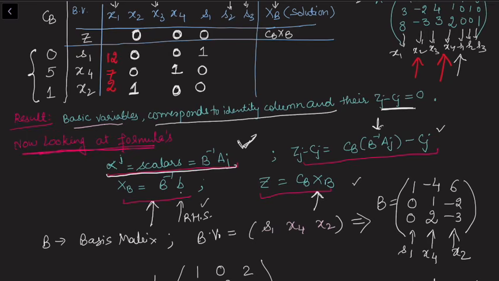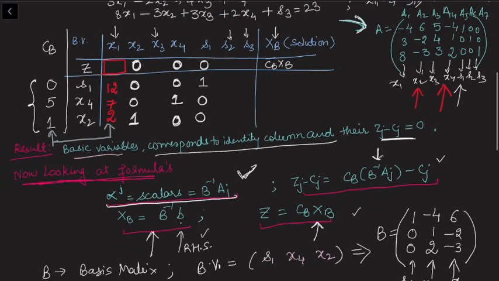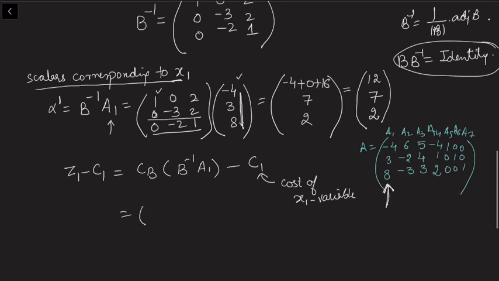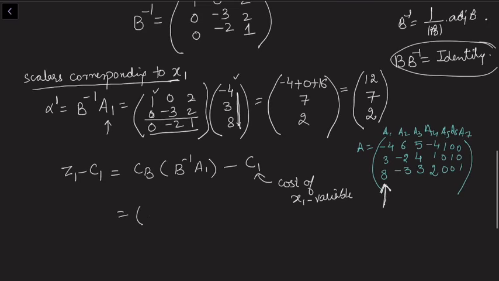So now we want to calculate this position. To calculate this position, what are we doing? We are multiplying the CB column with this x1 column and subtracting the cost of the x1 decision variable. So this is the formula that we are using: CB into B inverse A1 minus C1. So now let us see that in the table. The CB vector is 0, 5, 1. This we write in the row operation. So maybe you can just write it as C transpose.